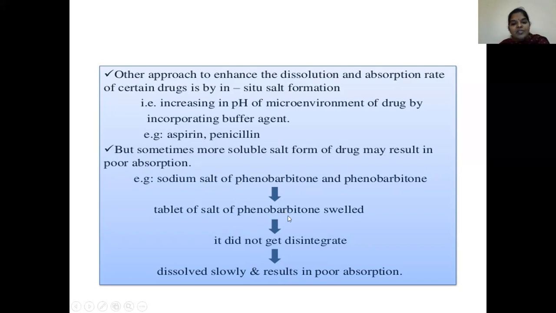The tablet of the salt of phenobarbital swelled. It did not disintegrate, dissolved slowly and resulted in poor absorption. See how clear the picture is. The sodium salt of phenobarbital has less absorption. Actually, what is our aim mainly? The drugs which have salt form will get more absorption rate, right? But here the salt form of phenobarbital has very poor absorption because the tablet is swelled, but it does not get disintegrated properly.